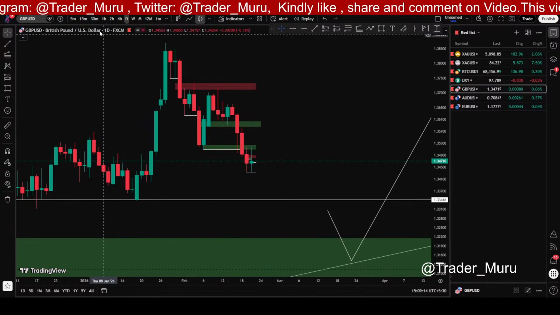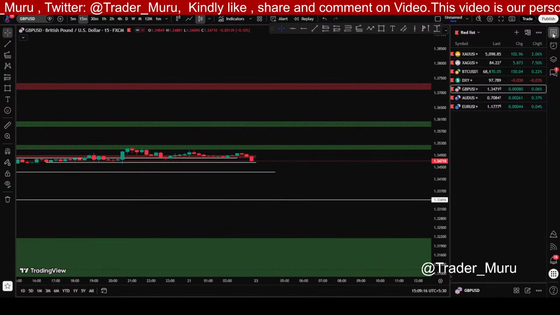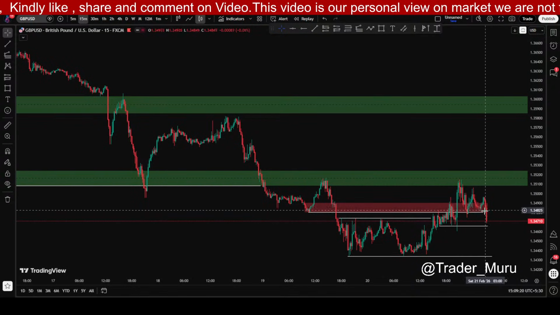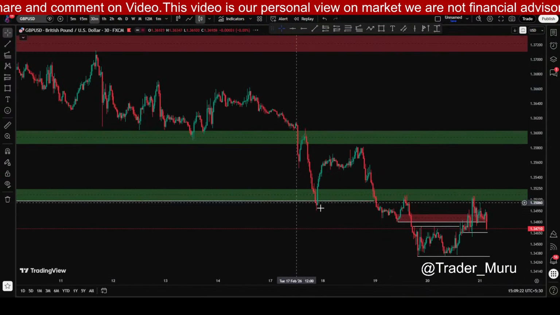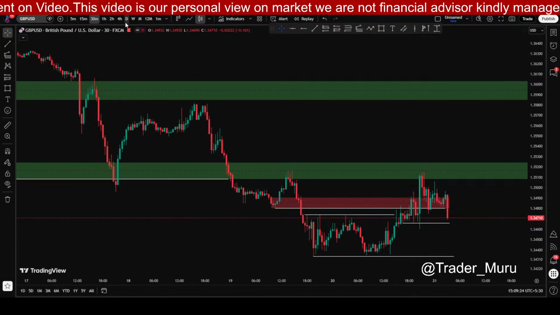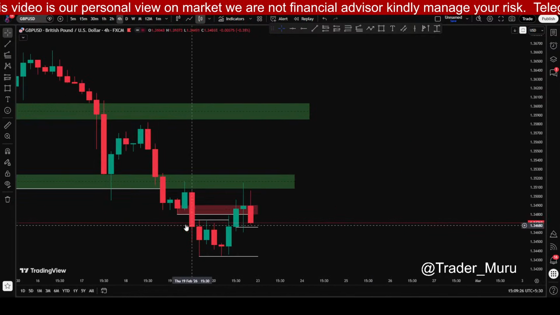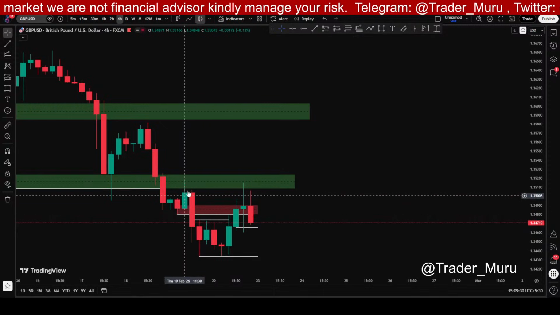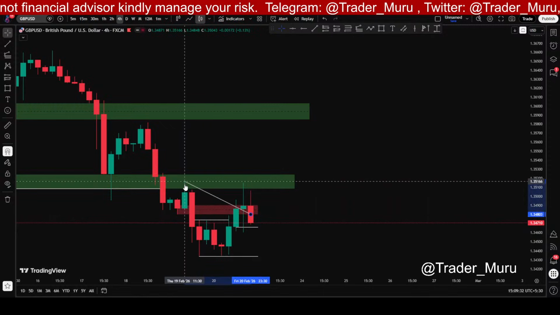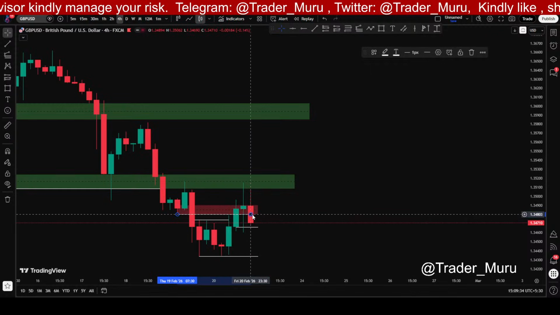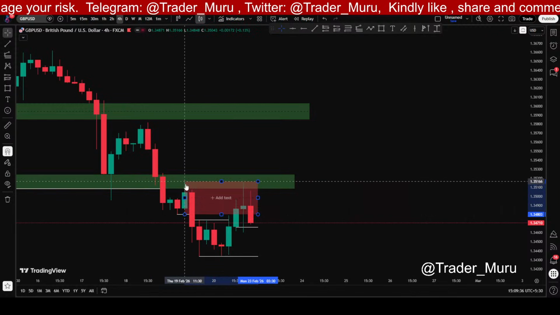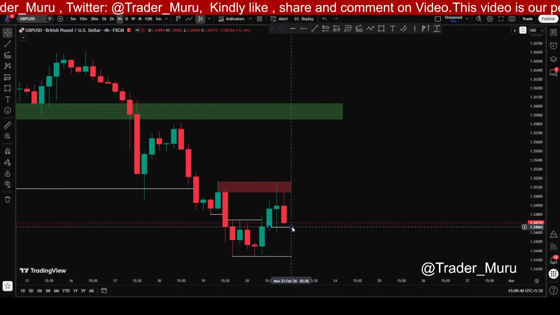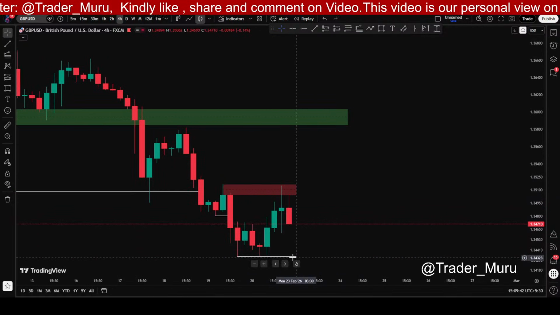GBP is bearish. As we were expecting, it retested this zone here. This was just a liquidity area. It says 4-hour time frame. So this is retracement, this is drop, breakout structure, this is structural area. This is test, and now it is going downside. This will be your target.